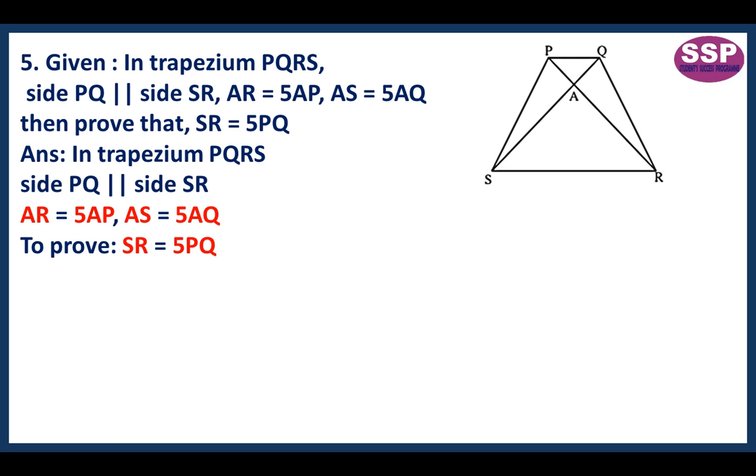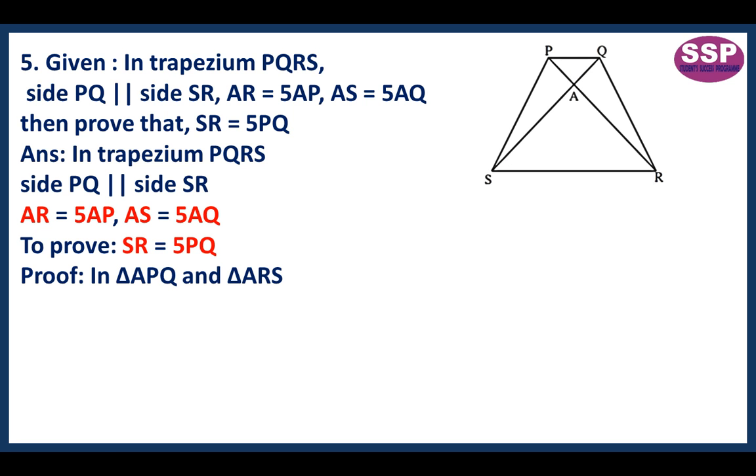As usual, we have to find out two triangles for which different conditions are given with respect to sides. I have shown these conditions in red color. These are the sides of triangle APQ and ARS. Therefore, we have to show these are similar triangles.